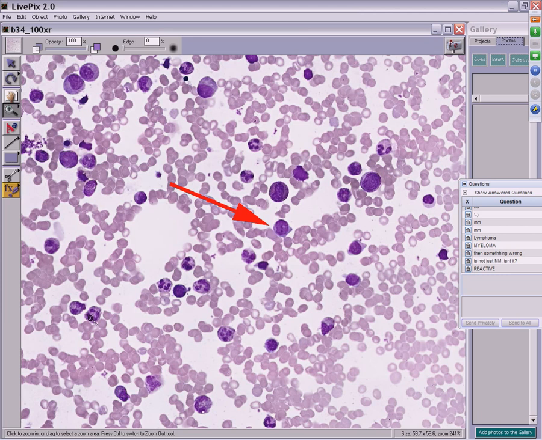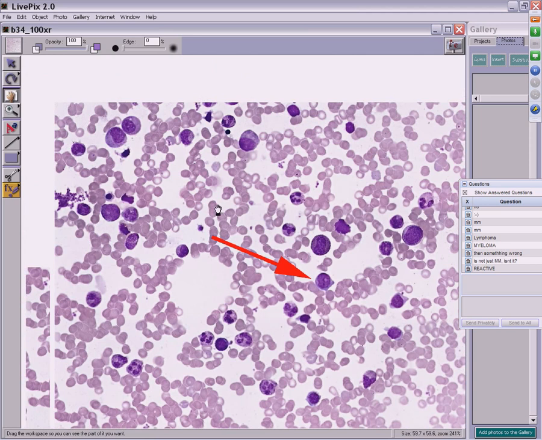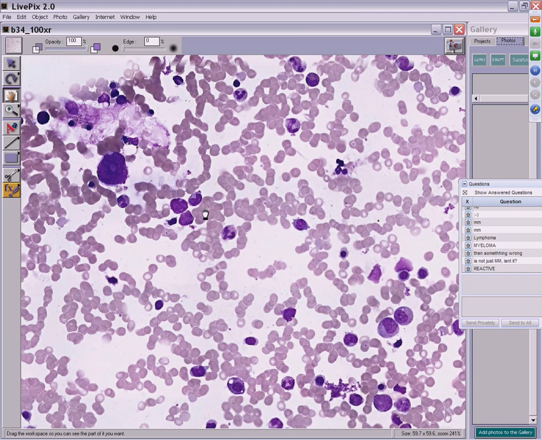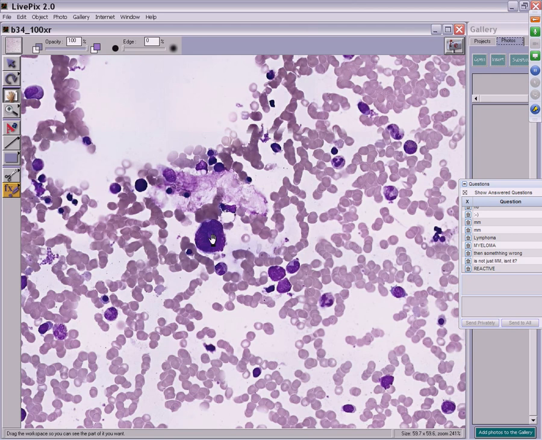Let's say that we have a good understanding of the marrow now. And by the way, you know what we'll do also? Let's just keep driving around until we see one nice megakaryocyte, and then we'll call it a day. Ah, there you go. There's a megakaryocyte.